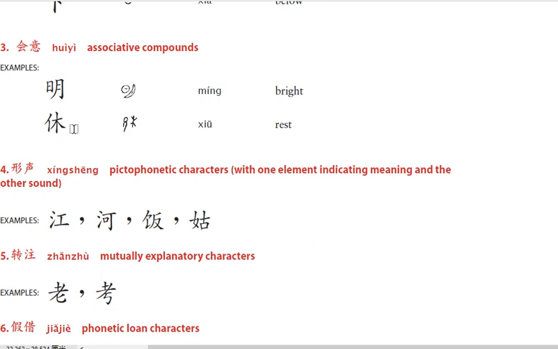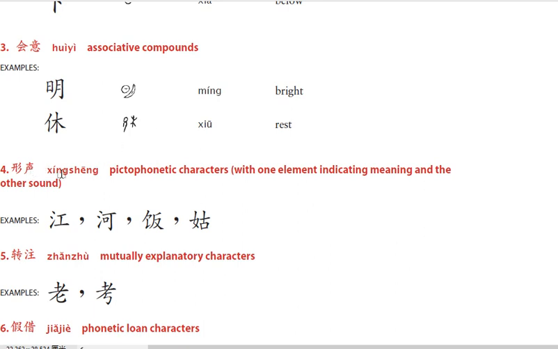Let's see the second example. 休 means rest. In this character, the element on the left means person, the element on the right means tree. So a person is taking a rest by a tree. Those two elements come together to give the meaning of the whole character, rest. That is the reason why we call it associative compounds. The two elements together give the meaning of the whole character.